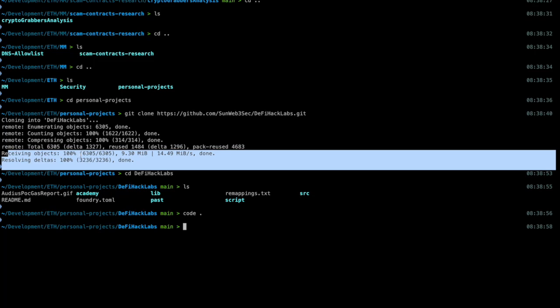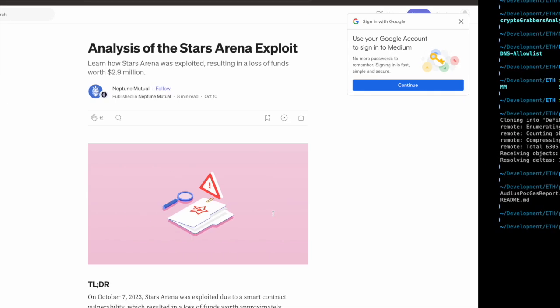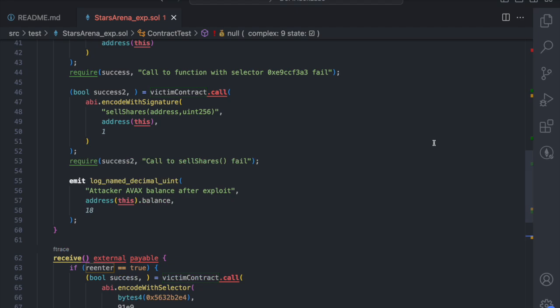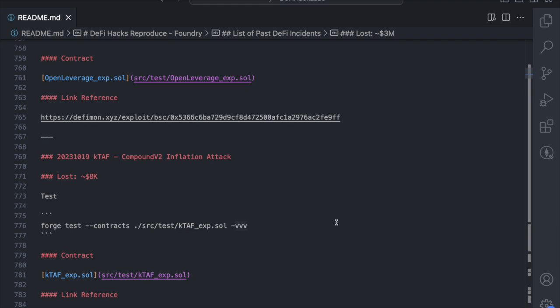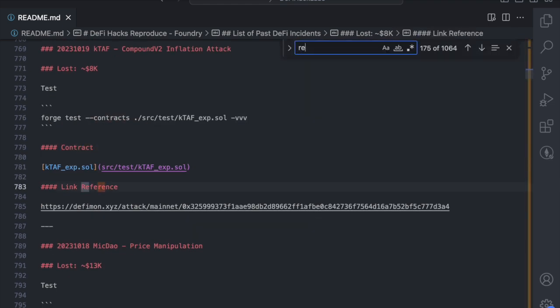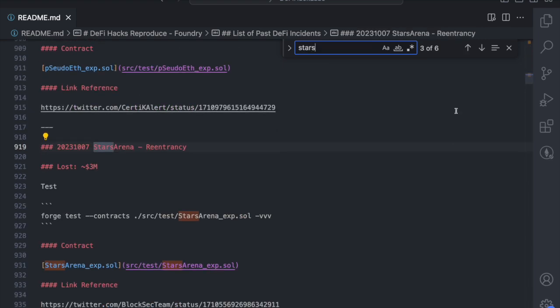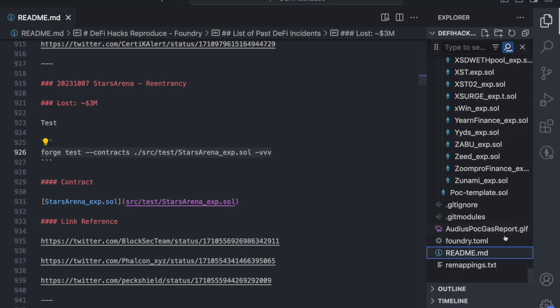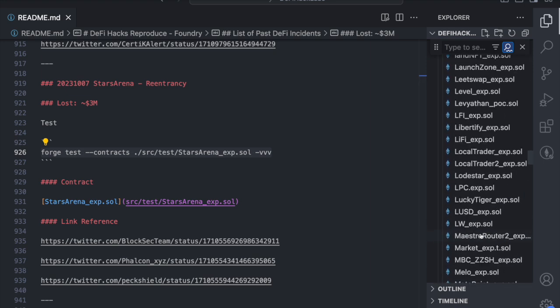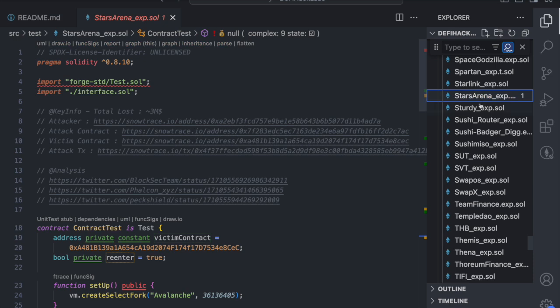Once you get there, you open this up in your code editor and you will make it to this. This is the DeFi Hack Labs repo that I have pulled down. So let's look up Stars Arena. And thankfully, they already set up everything for you. All you have to do is run forge test, this command they give you. And let's just take a look at the Stars Arena exploit for just a second.